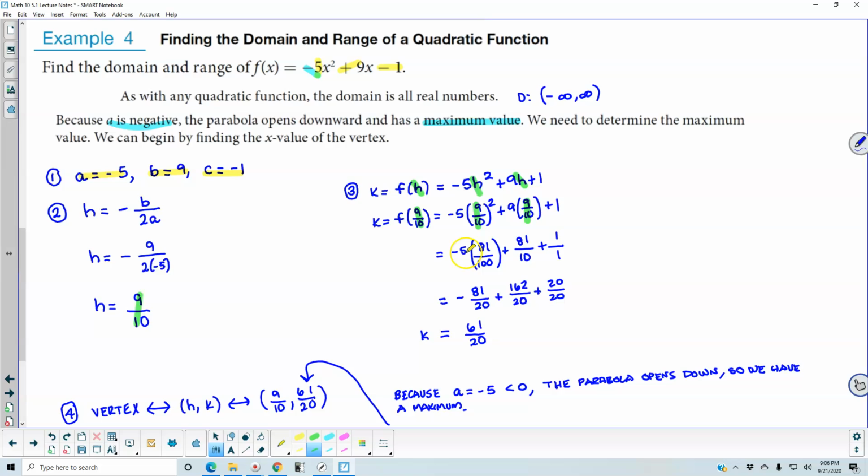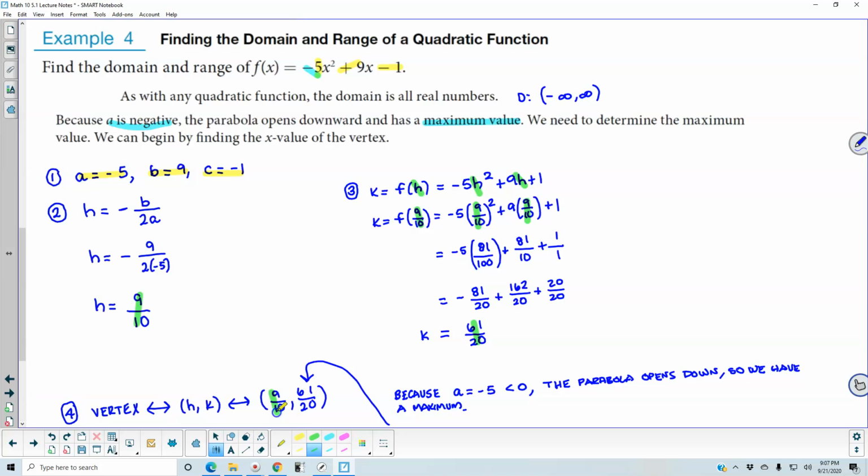Now, if we take negative 5 and 100, we can simplify that to negative 1 over 20, which is negative 81 over 20. We need to find a common denominator between 10, 1, and 20. The common denominator is 20, so 10 times 2 gives you 20, so 81 times 2 gives you 162, and 1 times 20 is 20. If we combine all three of these fractions, we get the value of k to be 61 over 20.